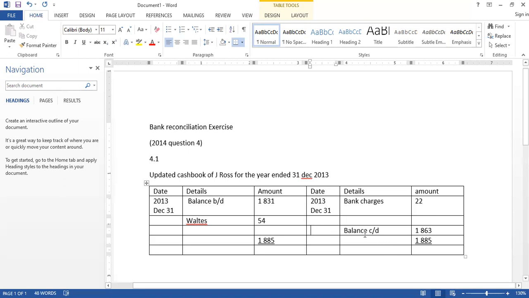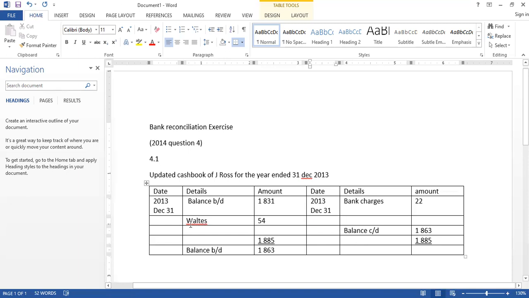Yes. Okay. And then after recording your balance carried down, for every balance carried down, you should bring it down to the next day. Do you understand? You should bring it down as a balance brought down. So you have a balance brought down of 1863. So whenever you get your balance carried down on the 31st, on the last day of the month, make sure that you bring it down to the opposite side.